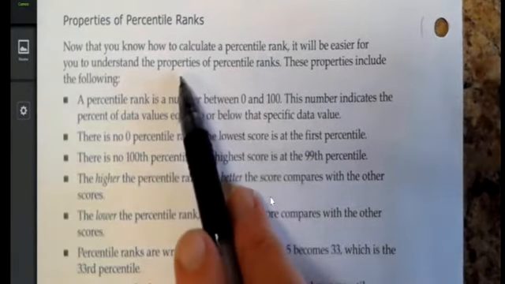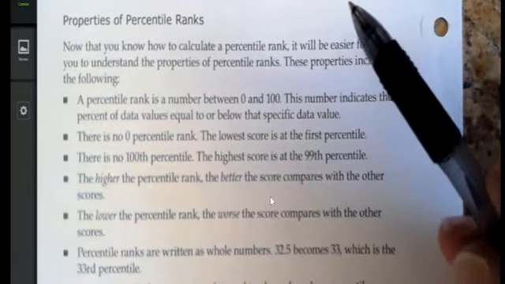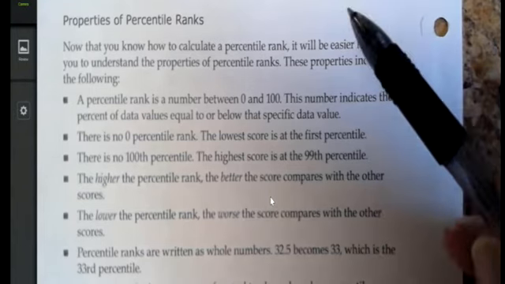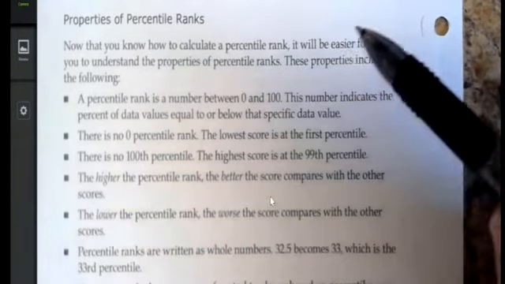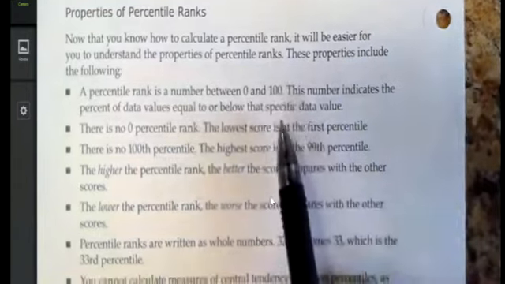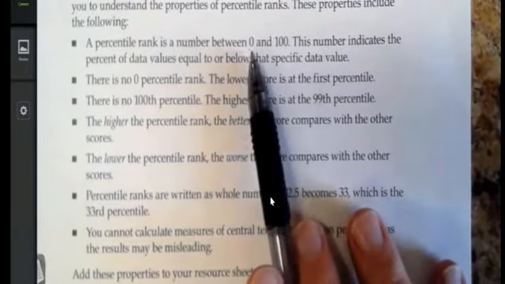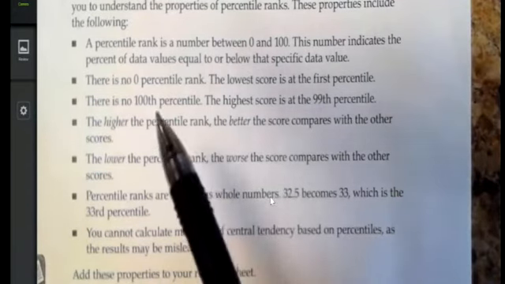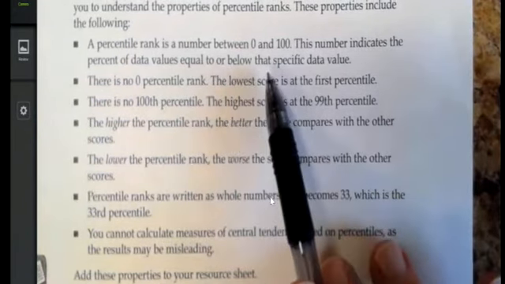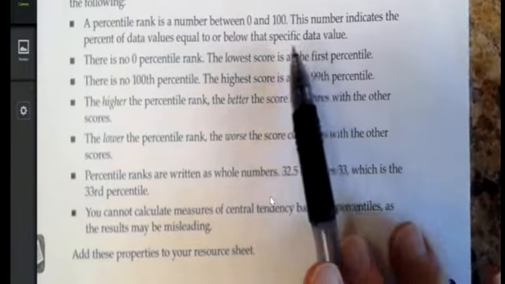Properties of percentile ranks. Now that you know how to calculate a percentile rank, it will be easier for you to understand the properties of percentile ranks. These properties include the following. The percentile rank is a number between 0 and 100. This number indicates the percent of data values equal to or below that specific data value.